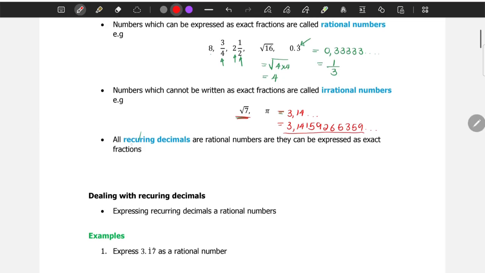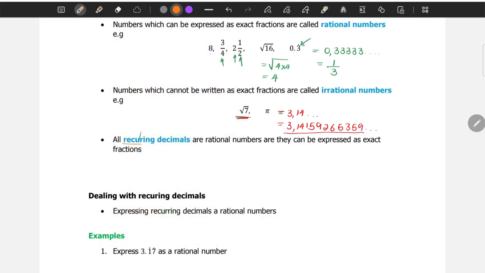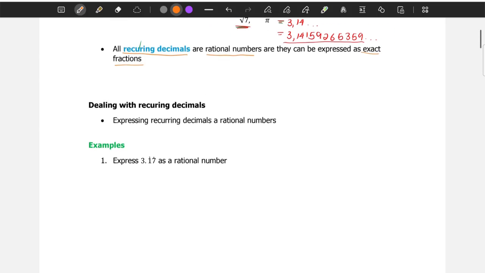So something to note is that all recurring decimals are rational numbers, as they can be expressed as exact fractions. For example, 3 over 4 here was an exact fraction. 2.5 can be 5 over 2, which is an exact fraction. So anything that is a recurring decimal, which means a decimal that has a repeated pattern after the decimal point, is a rational number, right?